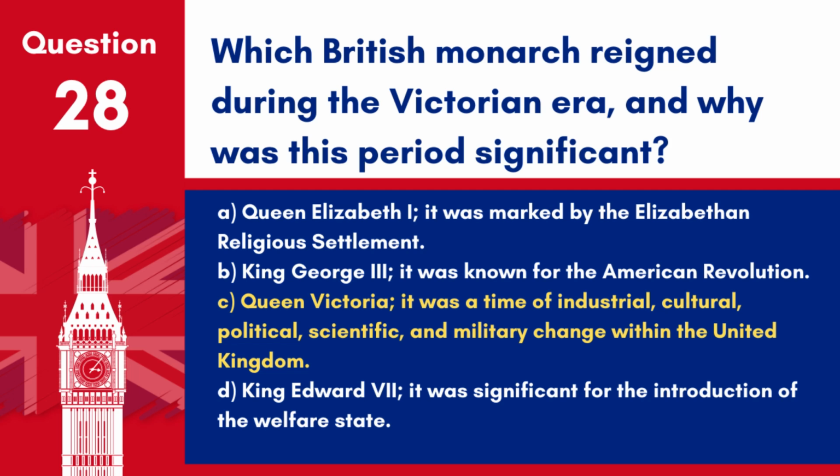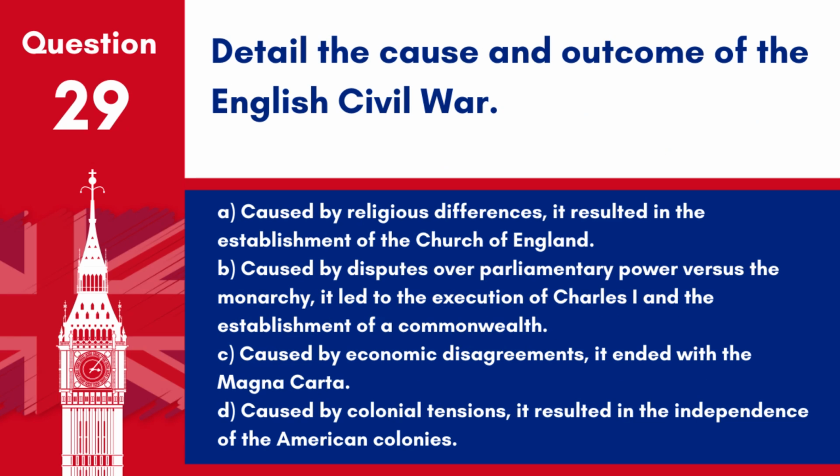Answer: C. Queen Victoria. It was a time of industrial, cultural, political, scientific, and military change within the United Kingdom. The Victorian era, named after Queen Victoria, was a period of significant transformation and progress in British society. Question 29. Detail the cause and outcome of the English Civil War. A. Caused by religious differences, it resulted in the establishment of the Church of England.